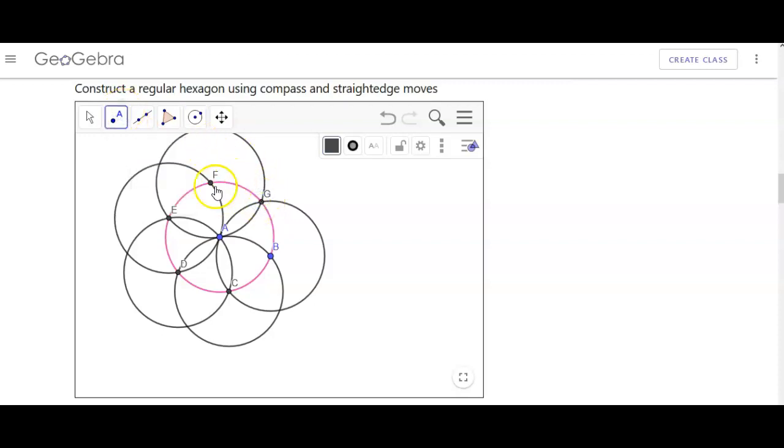So a hexagon is just connecting all 6 points in the correct order, and you can see that a hexagon is a 6-sided shape, and there's our hexagon right there.